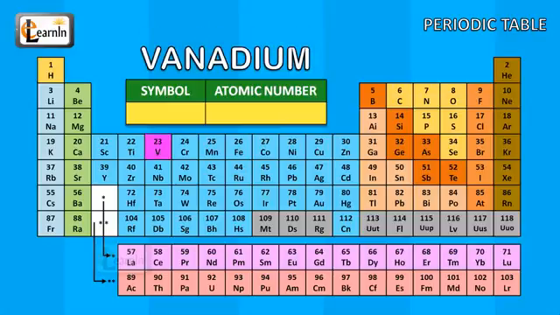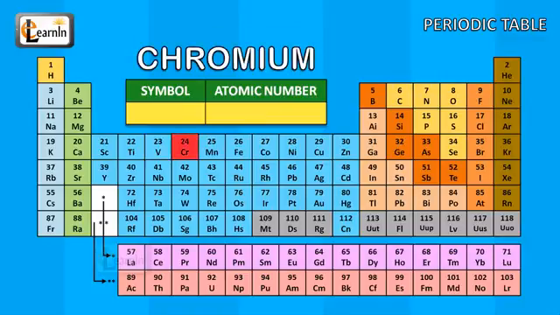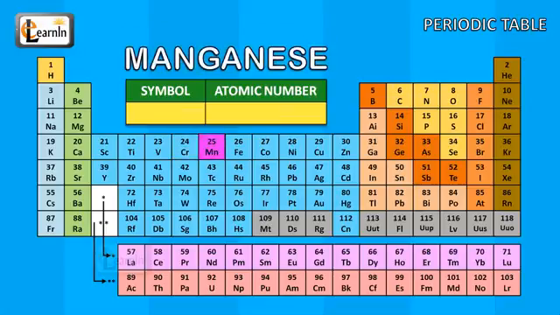The element vanadium is represented as V and has an atomic number of 23. The element chromium is represented as Cr and has an atomic number of 24. The element manganese is represented as Mn and has an atomic number of 25.